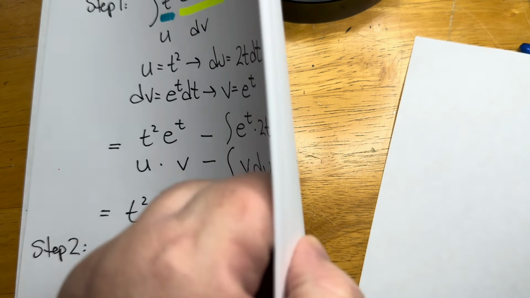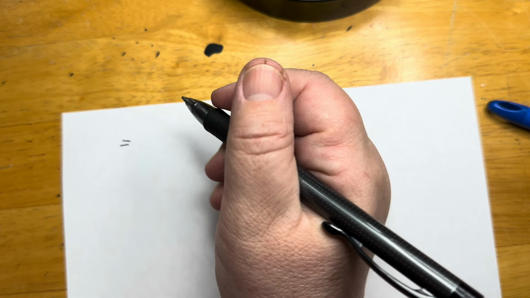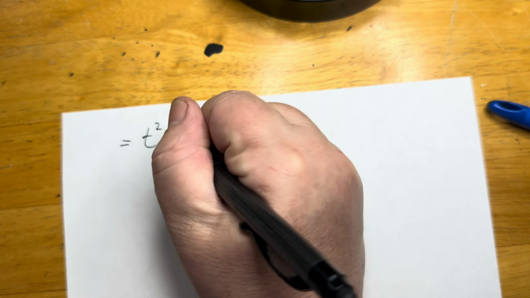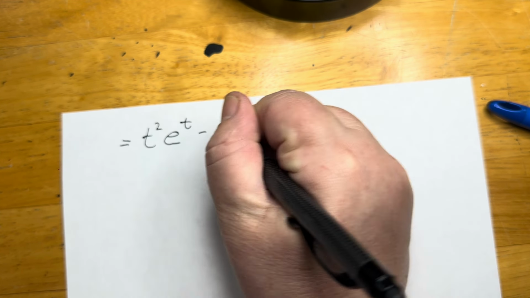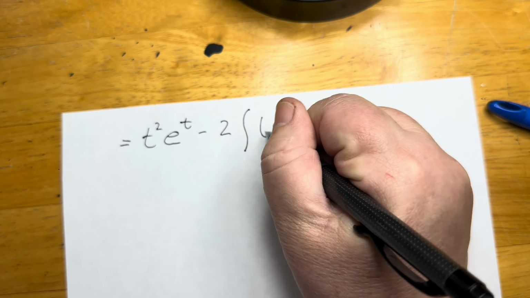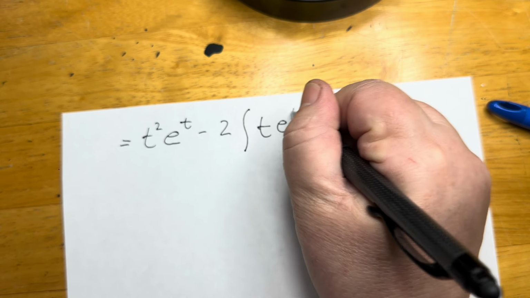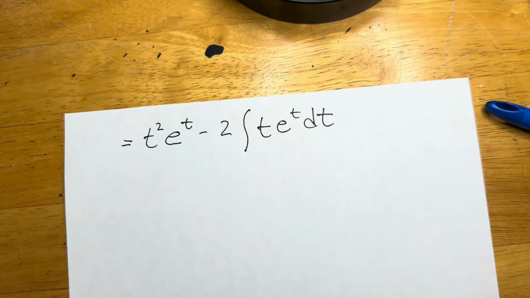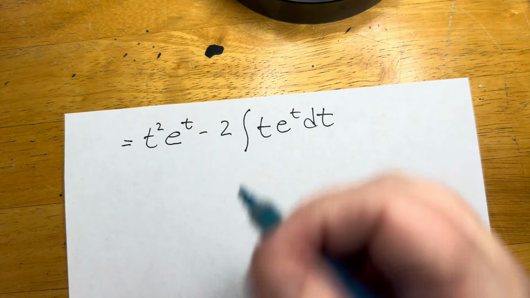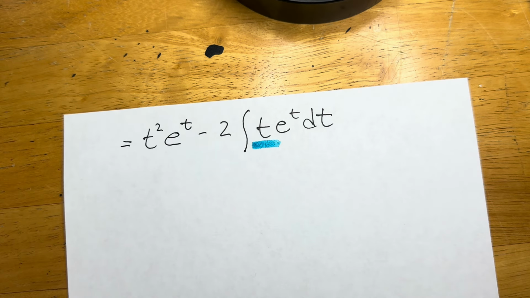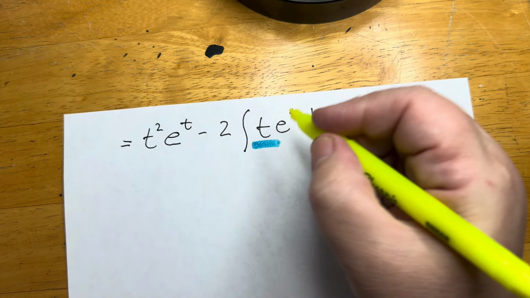I got to get some blank paper and see if I can translate this. So I have t squared e to the t minus 2 times the integral of t e to the t dt. Okay? And I said this was my u, and this was my dv.